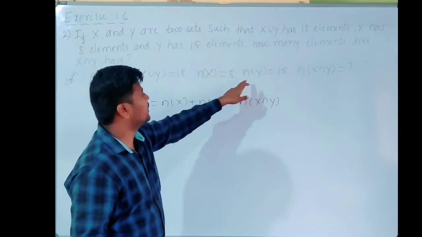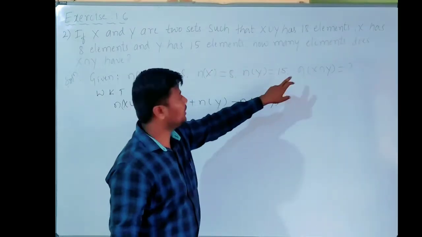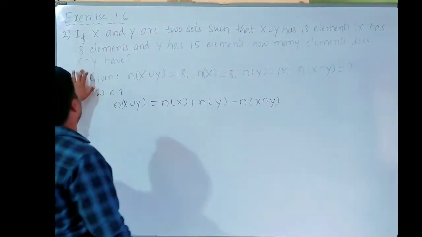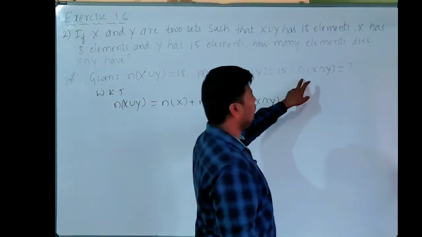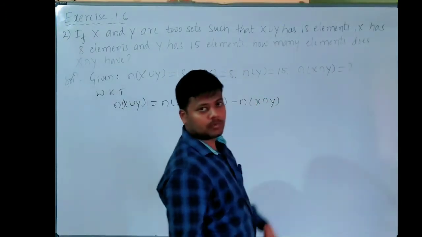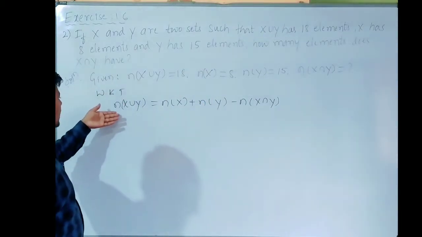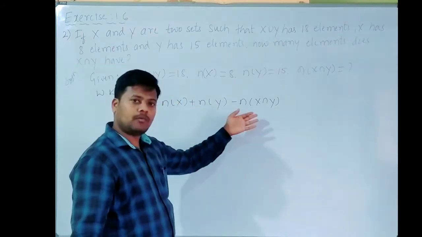Next, the number of elements in set y: y has 15 elements. So we have to find how many elements x intersection y has, that is n of x intersection y. We know the formula we already used: n of x union y equals n of x plus n of y minus n of x intersection y.